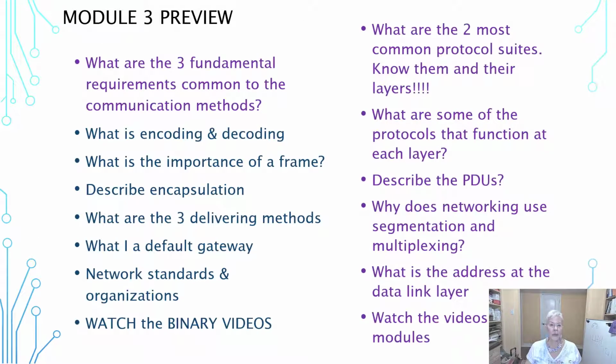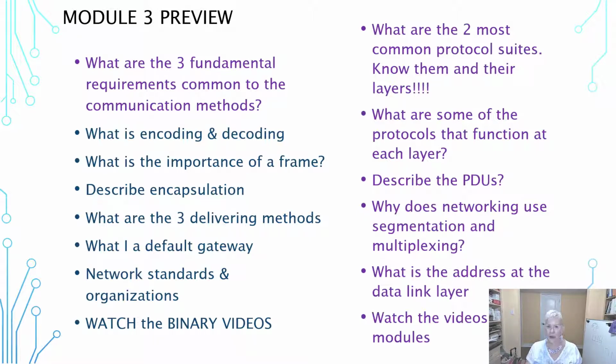The Module 3 preview listed out a lot of different things that you would want to focus on for this module. So what are the 3 fundamental requirements common to all communication methods? What is encoding and decoding? What is the importance of a frame? Can you describe encapsulation? What are the 3 different delivery methods? What is a default gateway? What are the network standards and the organizations that set them?